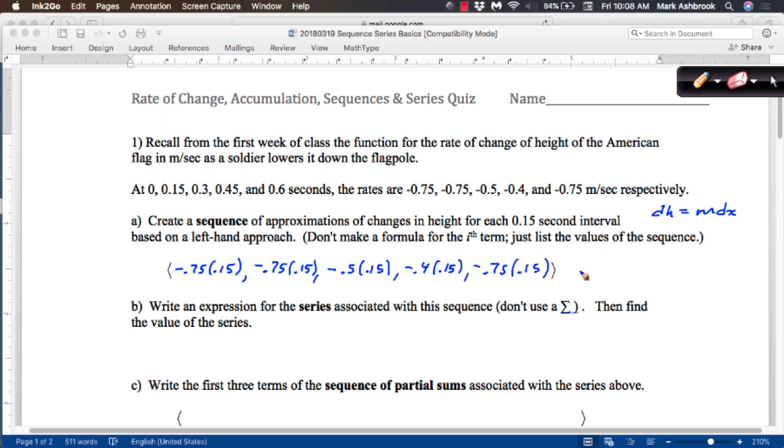So if you didn't get that, does that make sense, right? Changes in height, change in the dependent is m times change in the independent, right? This has been a major theme all semester. Yeah, question?